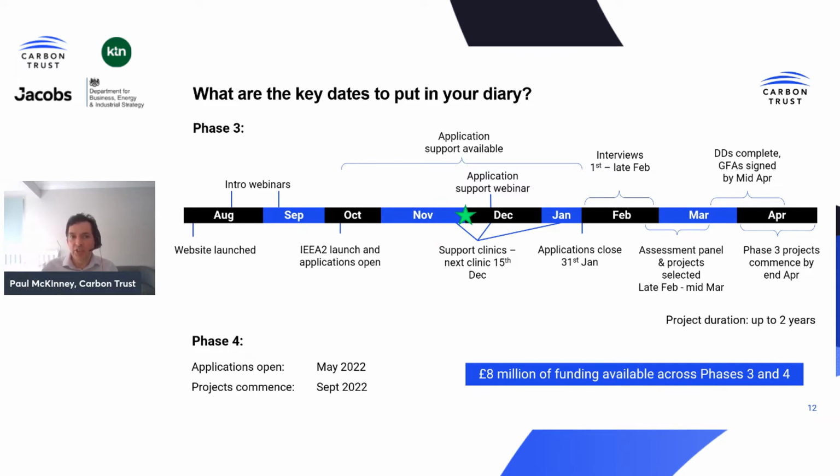The first step is to fill in the idea submission form, which is on the IEEA website. We've had a good number of ideas submitted already, and those that are potentially eligible, we're helping support with progressing to a full application. And the phase 3 application window finishes on the 31st of January 2021.